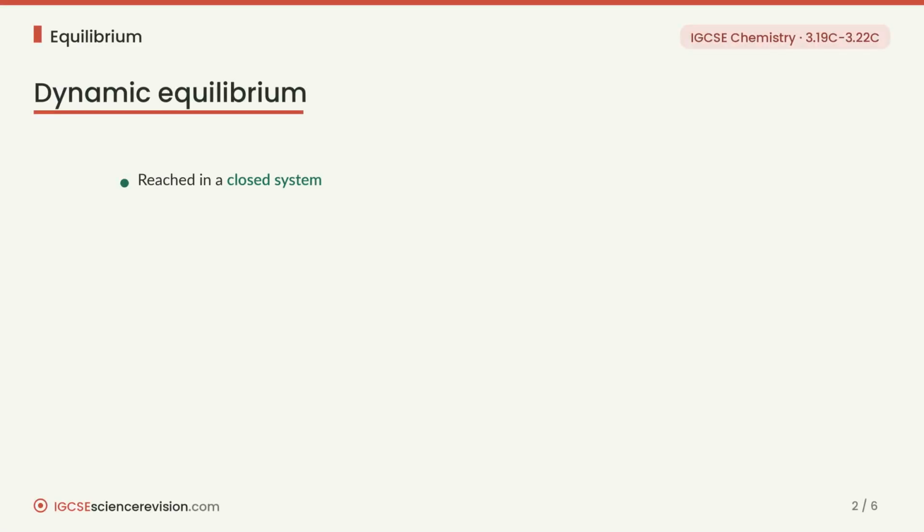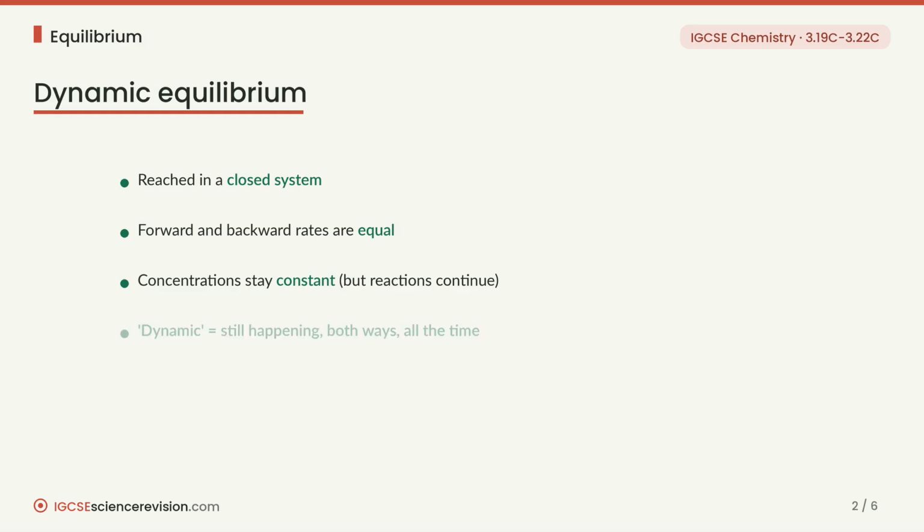When a reversible reaction in a closed system reaches equilibrium, something subtle is going on. At equilibrium, the forward and backward reactions are happening at exactly the same rate. Because they cancel out, the amounts of reactants and products stay constant. They don't change. But it's not that the reaction has stopped. It's called dynamic equilibrium, because both reactions are still going all the time, just balancing each other perfectly.